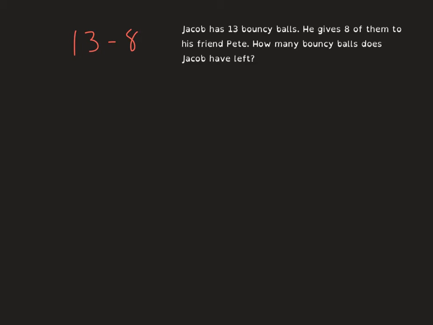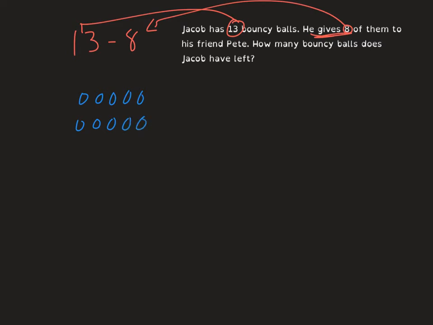Okay, so I've already written down the number sentence here. We have our number 13, and we have our number 8, and we have the word gives, which means that he's going to be giving, losing balls. So we did our read. Let's do draw. So Jacob, I'm going to draw these in blue, has 1, 2, 3, 4, 5, 6, 7, 8, 9, 10, 11, 12, 13 bouncy balls. And he gives 8 of them to Pete. So let's cross off 8. How many bouncy balls does he have left?